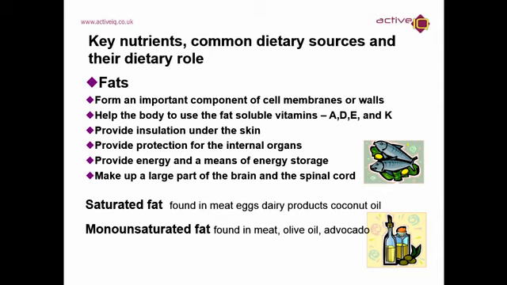Fat also gives us energy, which we've covered off in the AMP module. And we store it and then we use it for energy, particularly when we're doing longer, more endurance type activities. And fat also makes up an important part of the brain and spinal cord. We have two different kinds of fats. We have saturated fats and we have monosaturated fats.